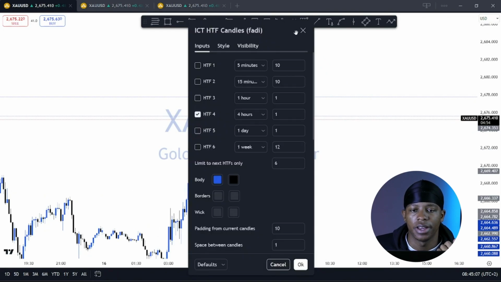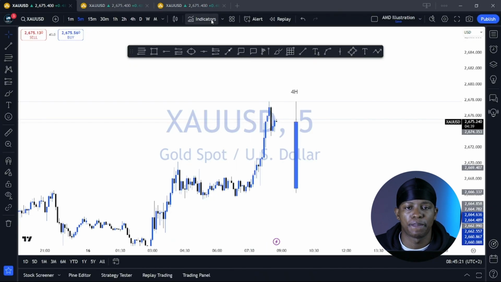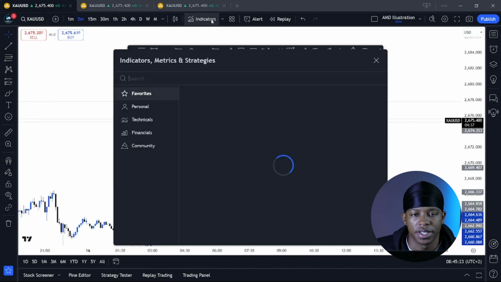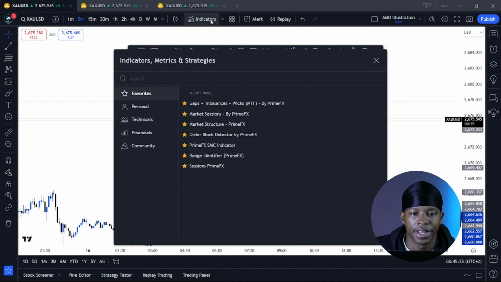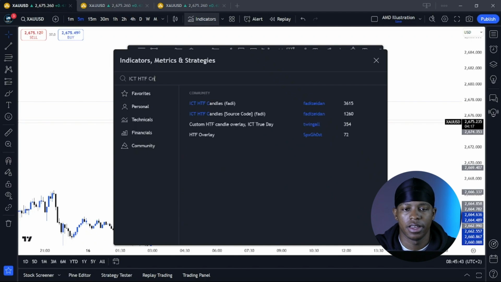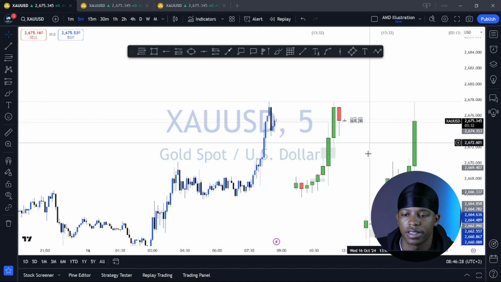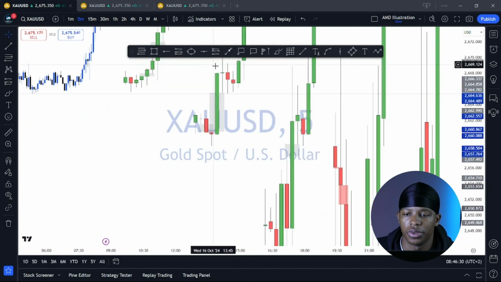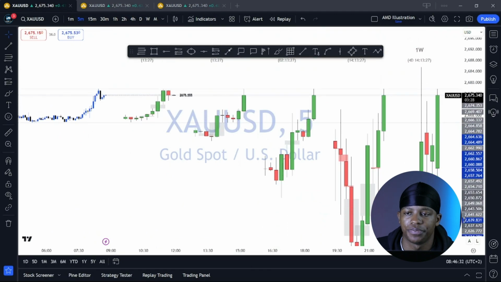Okay, so you're going to go here, indicators, right? So you're going to click on indicators. As soon as you are on indicators, what you're going to do is look for ICT HTF candles, higher time frame candles, and as soon as you click that, this is what is going to appear, right?